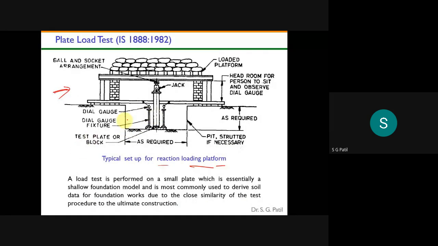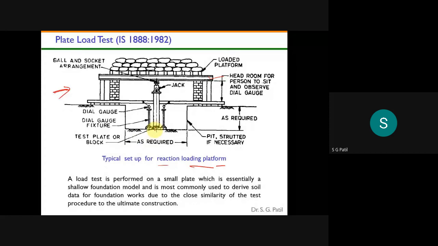Okay, so this is the reaction type. Here there will be some steel channels. On those steel channels we will put some dead load again, and then we will apply a jack. Once you apply the pressure, the jack will try to lift the loading, whatever load you have put. With the help of that, it will apply a reaction on the plate.